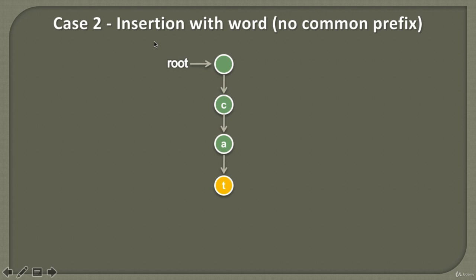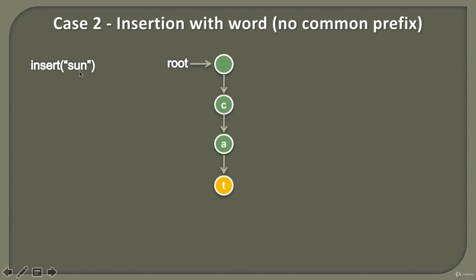Now friends, the second use case is when we want to insert a word into this trie, and this trie already contains many words, but the word which we want to insert has no prefix in the trie. So the new word which we are inserting is completely new to all the words inside this trie. So here let's suppose we want to insert sun. Here you can see that sun doesn't share any prefix with cat.